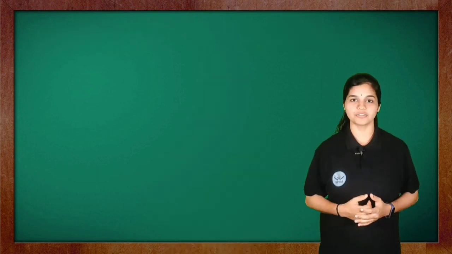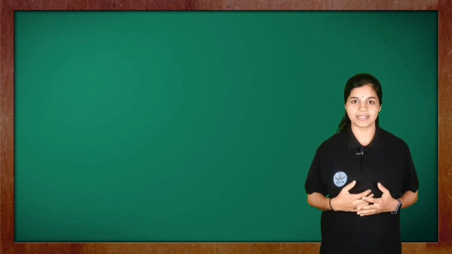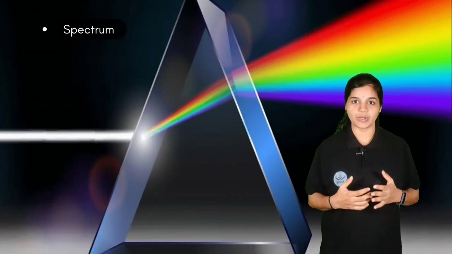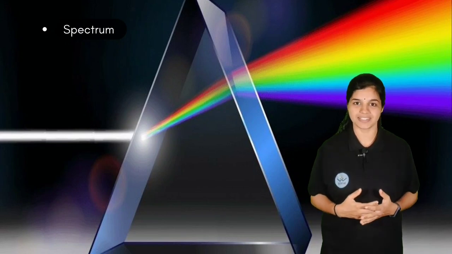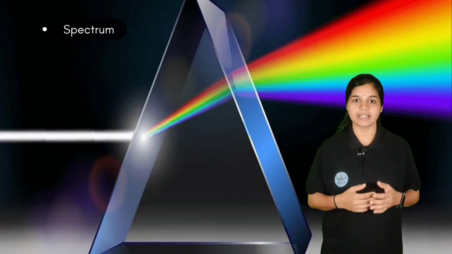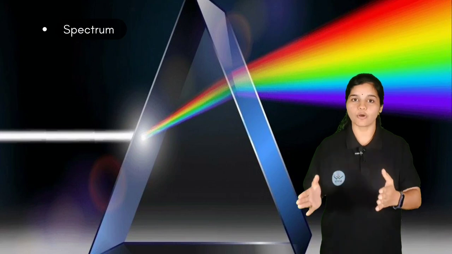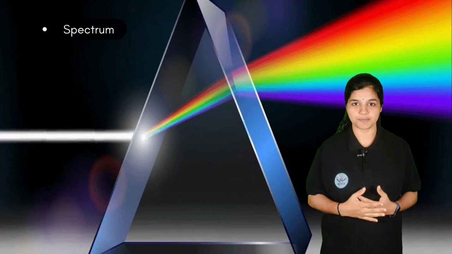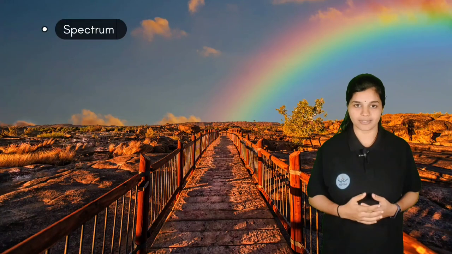More information towards the development of the atomic model was obtained from the atomic spectrum. The word spectrum is not a new word for you. You have studied about the spectrum in your 9th and 10th standard, isn't it? So what is a spectrum? A ray of white light passed through a prism is spread out into a series of colored bands. This is what we call a spectrum. A beautiful example of a spectrum is the rainbow. A rainbow is a naturally occurring spectrum.